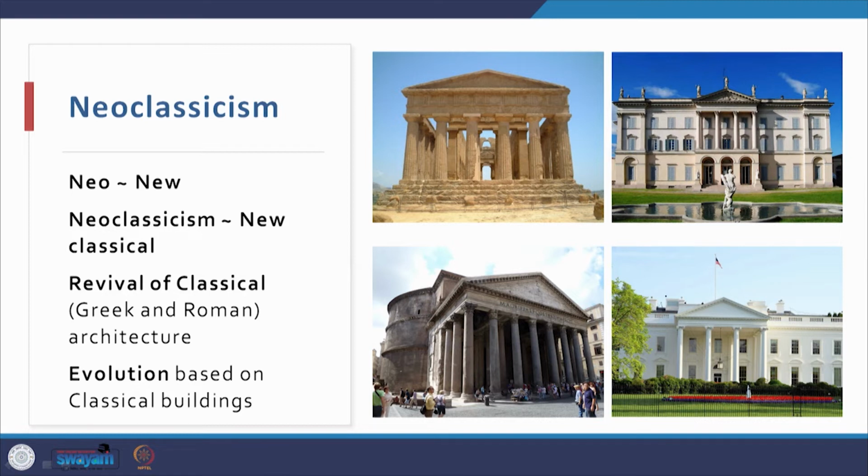So, neoclassicism means new classical, or the revival of classical, rather Greek and Roman architecture in 18th century Europe, and therefore this evolution is based on classical buildings. For example, the Greek temple. So you see this Greek temple coming in the Pantheon in Paris, you find it in the White House, and you find it in this building in Europe. So this is the revitalization of classical architecture, which came to be called Neoclassicism in England and Europe.